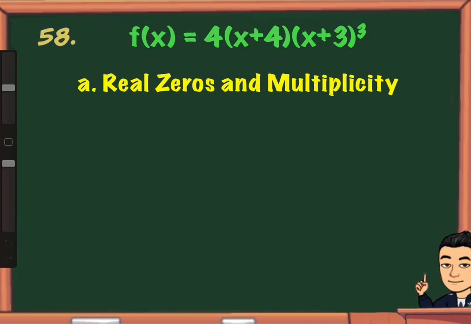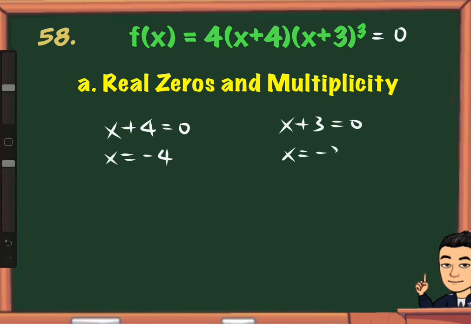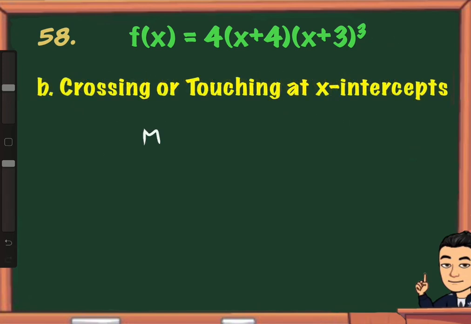So first of all, you want to solve for the real zeros. You want to set the function equal to 0, which means that x plus 4 equals 0, x plus 3 equals 0, and then you're just going to go ahead and solve for x. So now you've got x equals -4 and -3. Now all you need to do is look at the exponent to determine the multiplicity. For -4, it's going to be a multiplicity of 1, so I'm going to put m1, and for -3, since the exponent is 3, it's going to be m3. Crossing or touching: if it's a multiplicity of 1 or multiplicity of 3, since they're all odd numbers, both of them are going to be crossing.